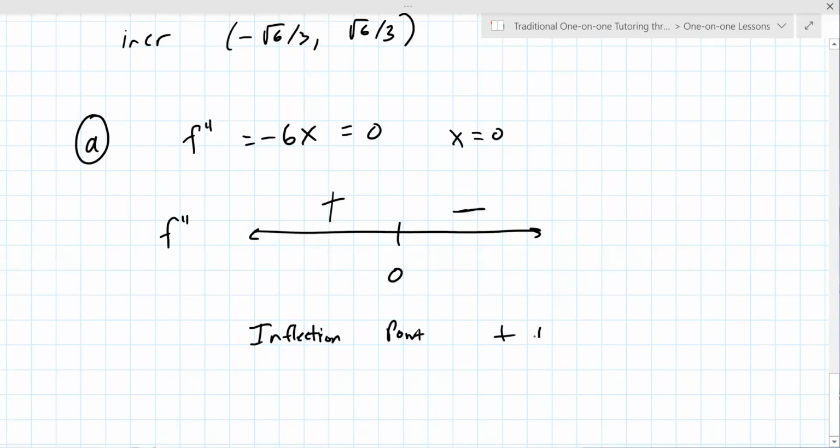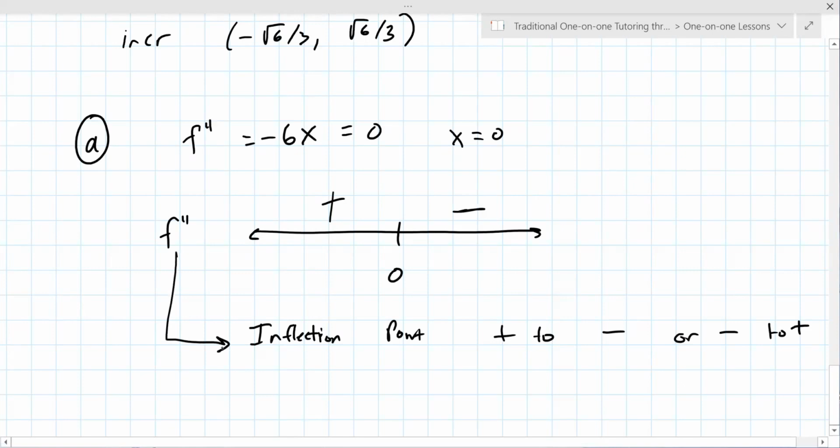when you go from plus to minus or minus to plus, but you have to be looking at the second derivative. Right. So now it's concave up from minus infinity to 0 and concave down from 0 to infinity.